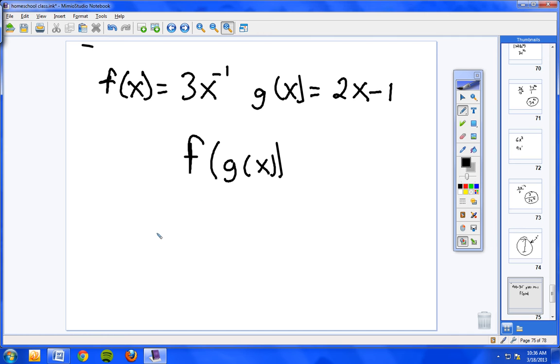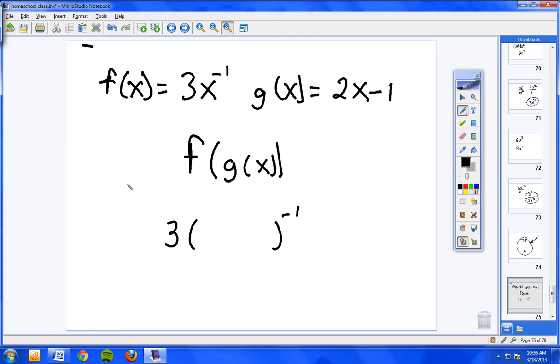Are you ready? What letter's on the outside, F or G? He knows F. Okay. So what you do, whatever letter's on the outside, you write that function. But hold it. When you write the function, look what you do, please. Everywhere there's an X, you're going to put a big parentheses.